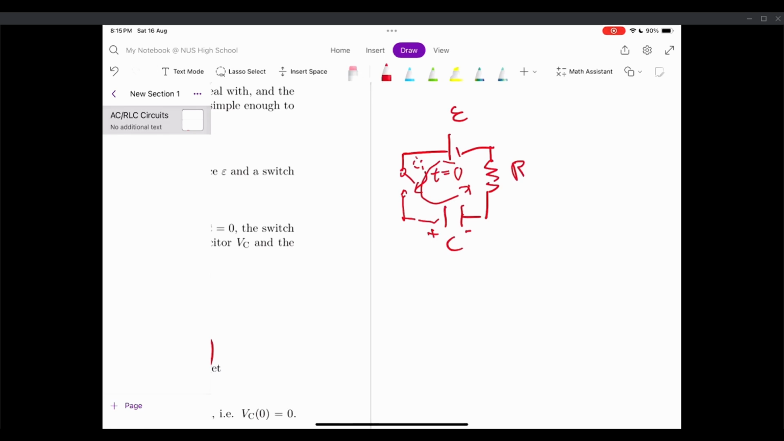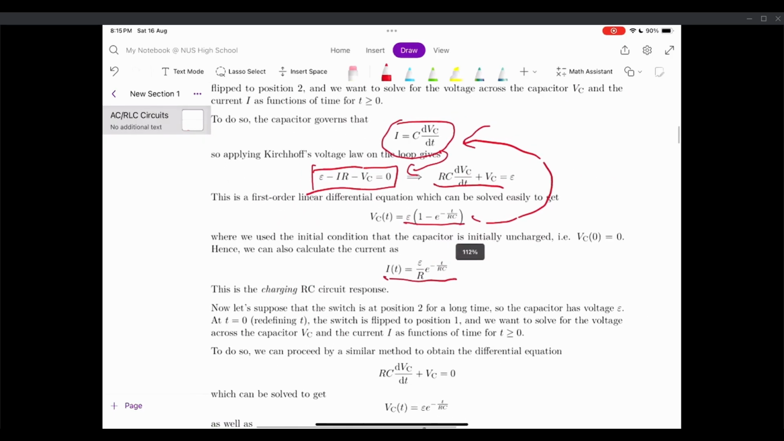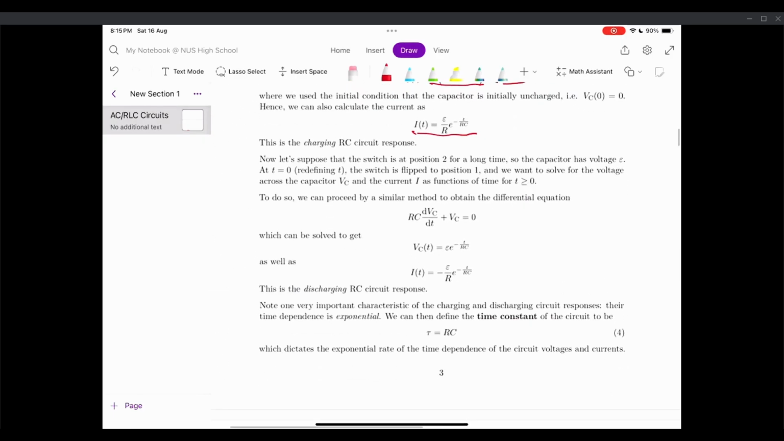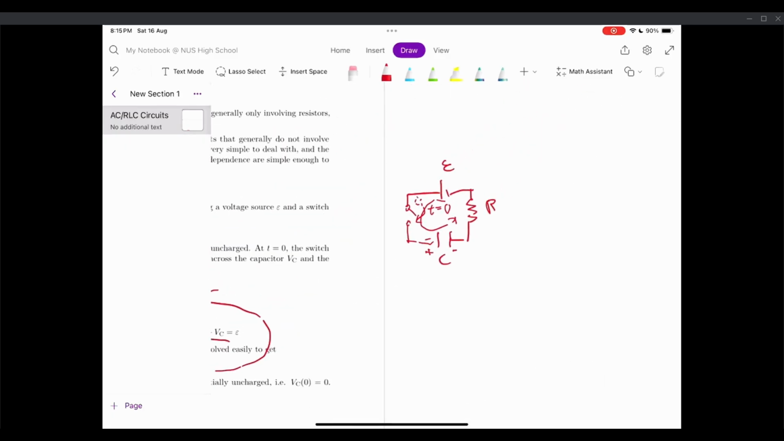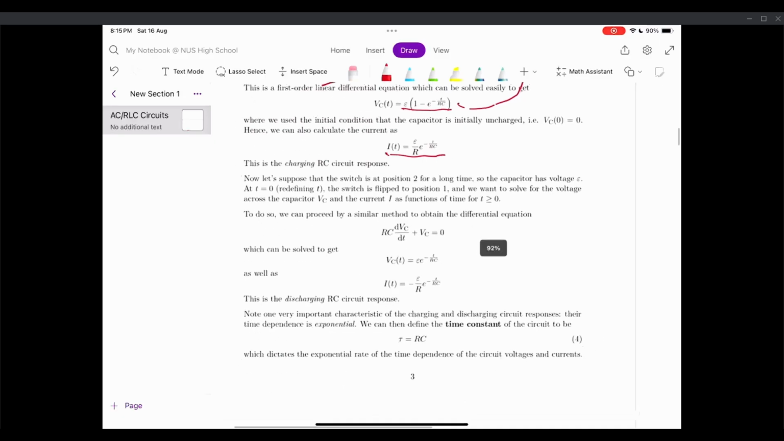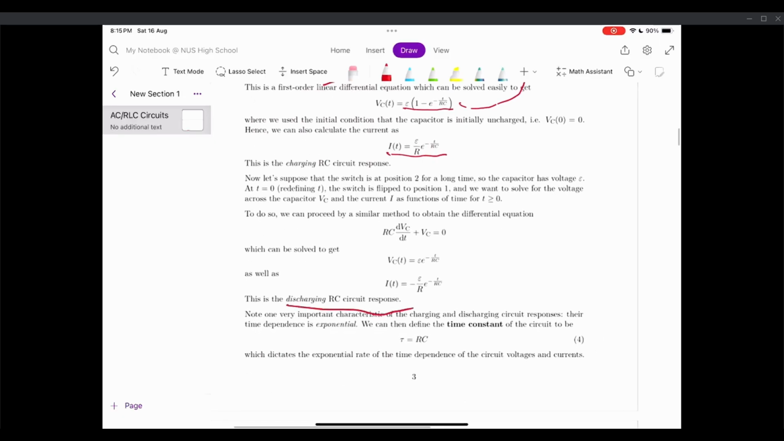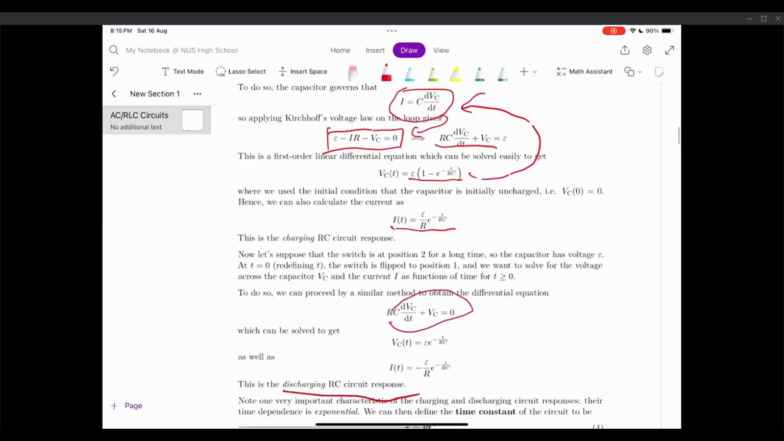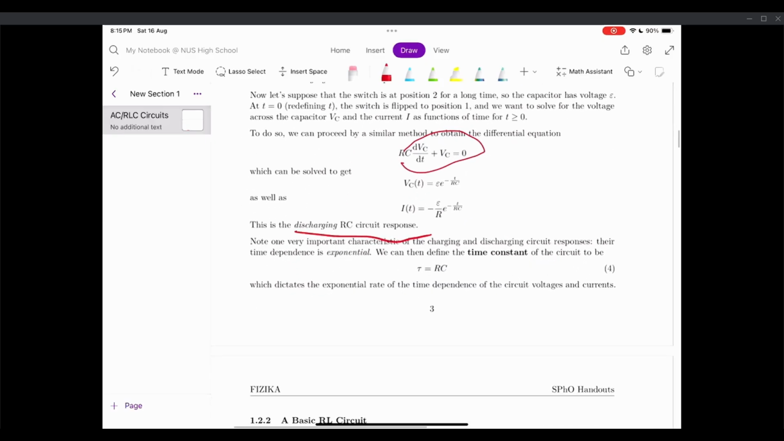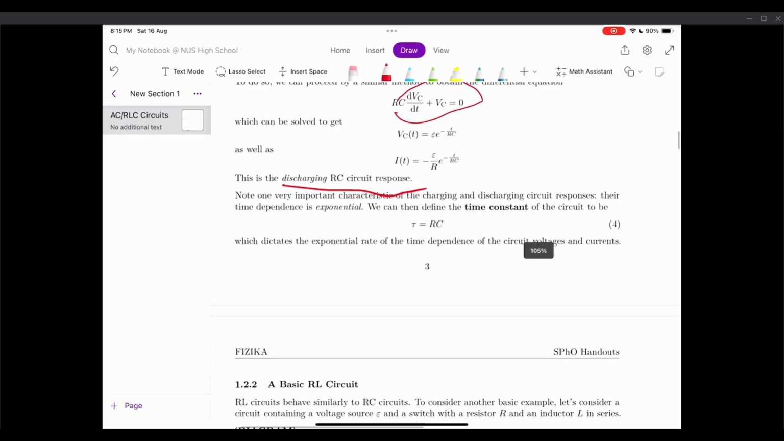And once it's at equilibrium, the voltage of this capacitor will be the same as the voltage source. That's why we call it charging. I won't go through the details, but the exact same situation happens once you have it fully charged and you flip it back. In that case, you call it the discharging RC response. You get this equation, which is just from this, but this time you don't have the voltage source. So that one is not too difficult, honestly.